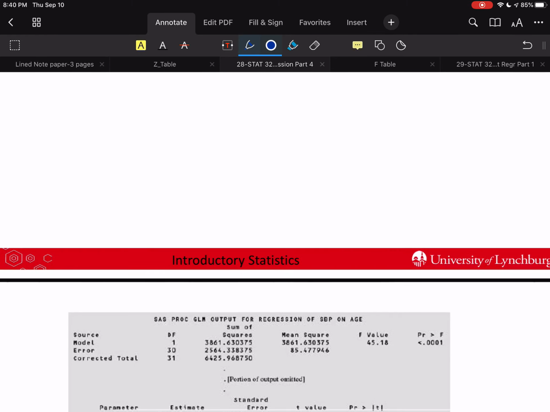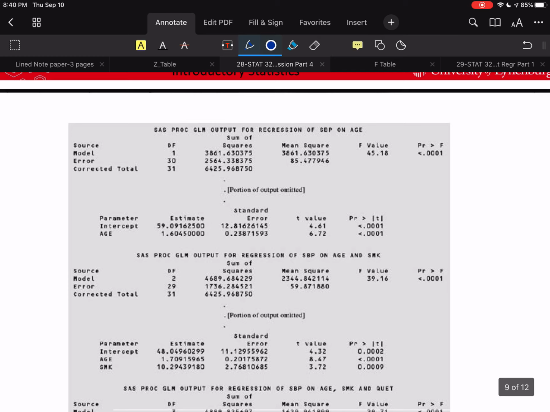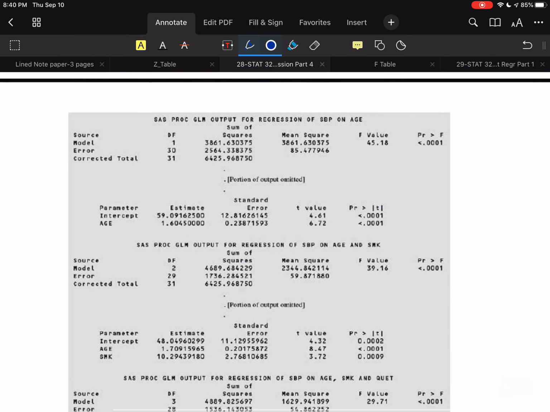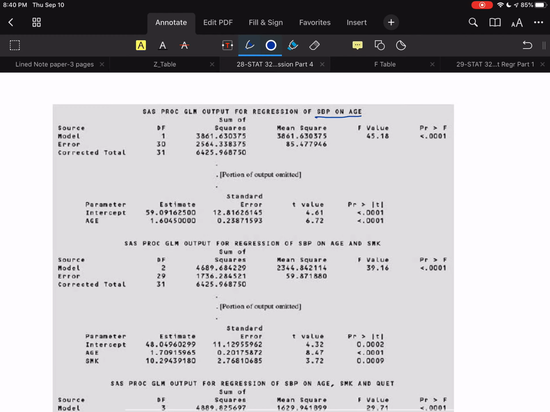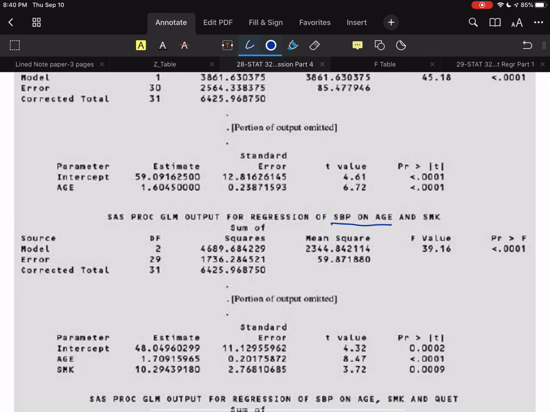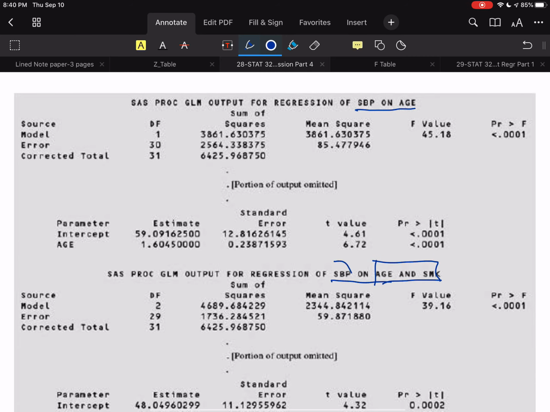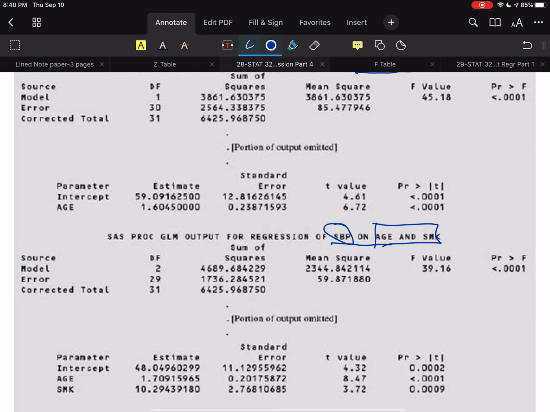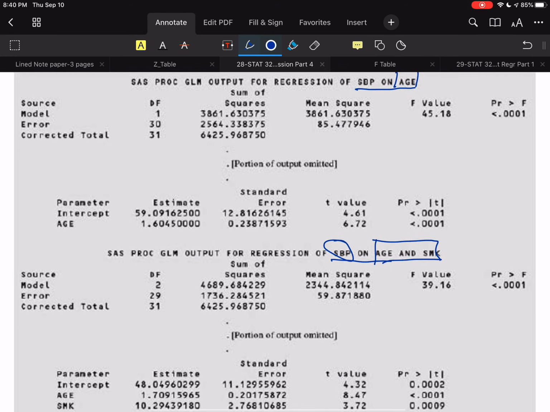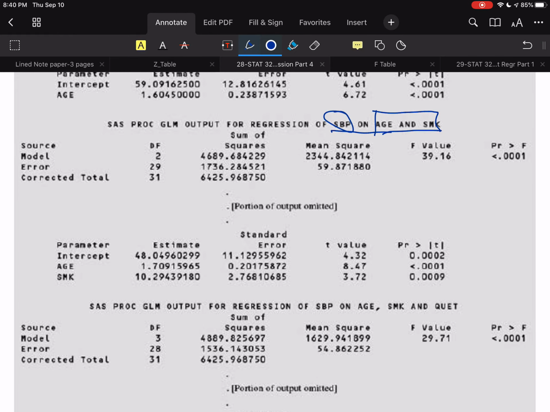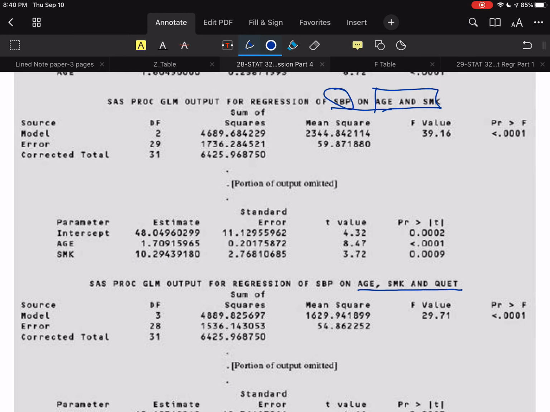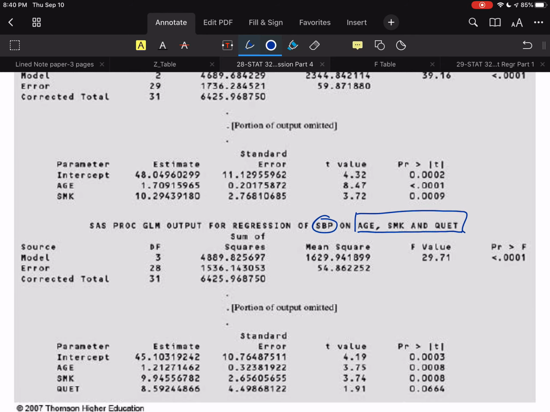So we want to do this example here. I've got the data, and so we have the different models. Here we have the systolic blood pressure on age. This is the systolic blood pressure on age and smoking. So these are our explanatory variables, and this is our response. We don't have r squared given here, so we're going to have to calculate that. And here we have age, smoking, and QIT, with systolic blood pressure as the response.